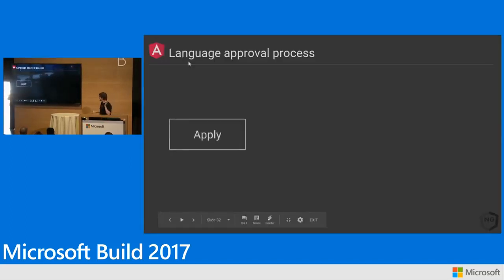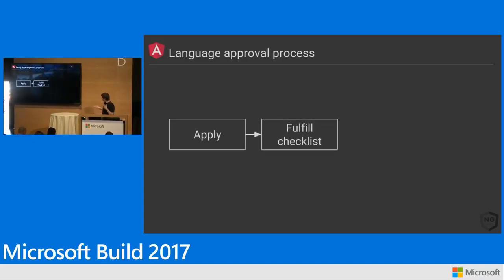So we thought this is great. We want to go ahead and get TypeScript to be an official language so that everybody at Google can use it. There's a process. It's documented. You can go read about it inside of Google, right? So you have to apply. There's a checklist of stuff you have to do.